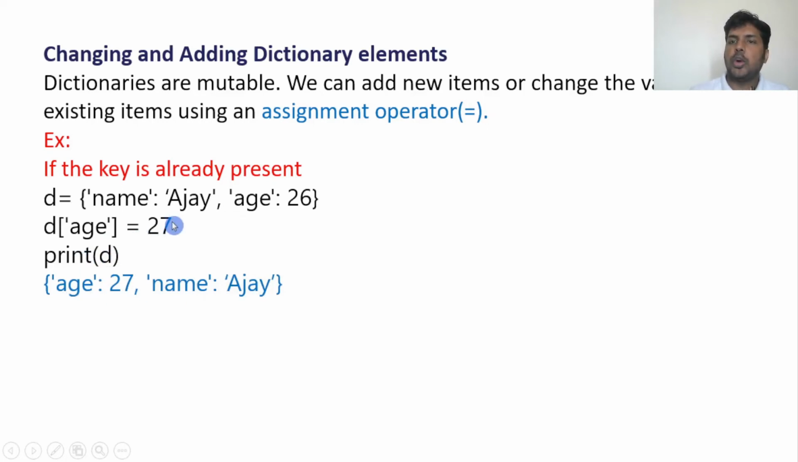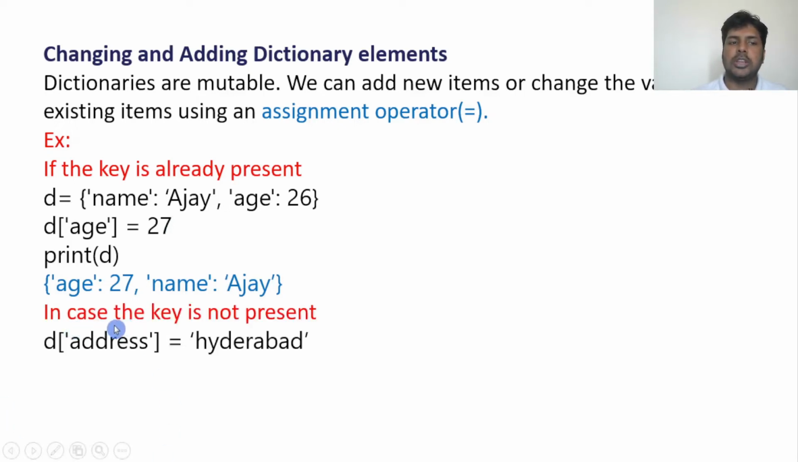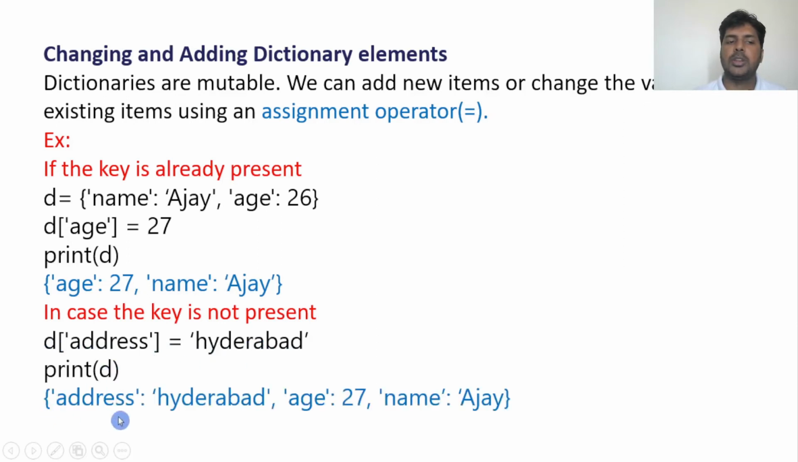updated. Suppose you want to add a new element, when the key does not already exist. Updating means the key already exists. So if the key is not present, that means you are adding a new element. Suppose I want to add an address to the existing dictionary, a new element called address is equal to Hyderabad. So I will say d address is equal to Hyderabad. If I print d, now what will be the result? Address Hyderabad, age 27, name Ajay. So this is how you can easily update and add elements.